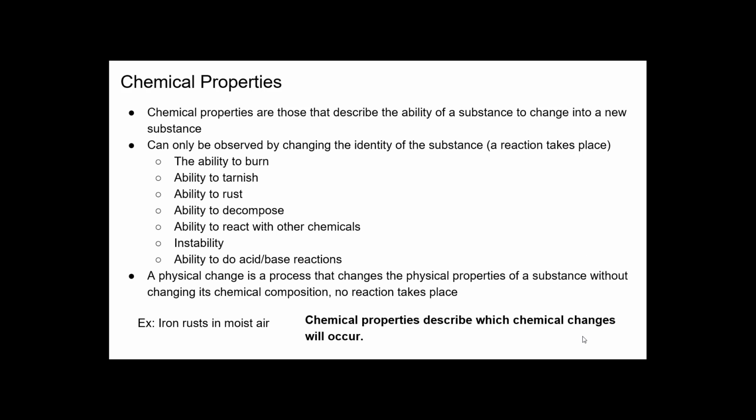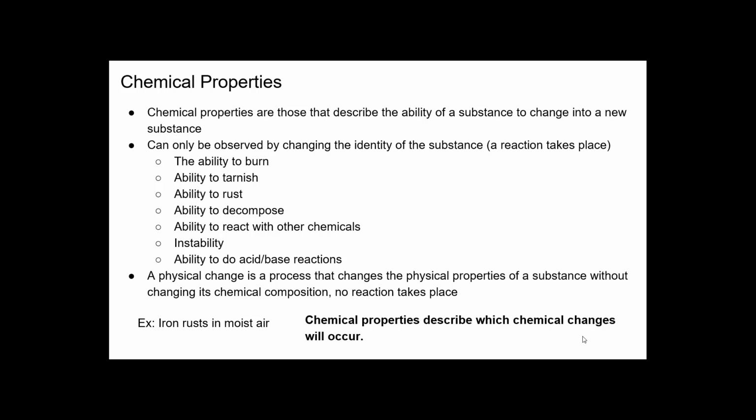Chemical properties. Chemical properties, this is a little harder to understand. Chemical properties are those that describe the ability of a substance. So this is, for instance, we know that gasoline is flammable. So it's the ability for it to be flammable. So you don't want to keep flame by it. Whereas, put flame by water, nothing. We're not worried about that. That doesn't have the same property as something that gasoline has.